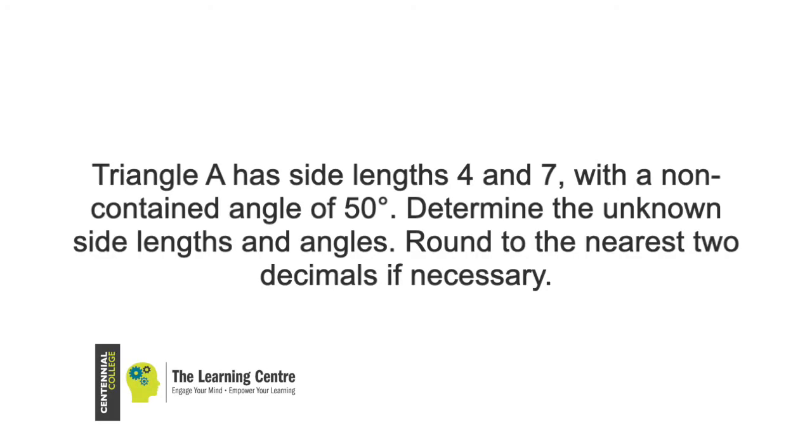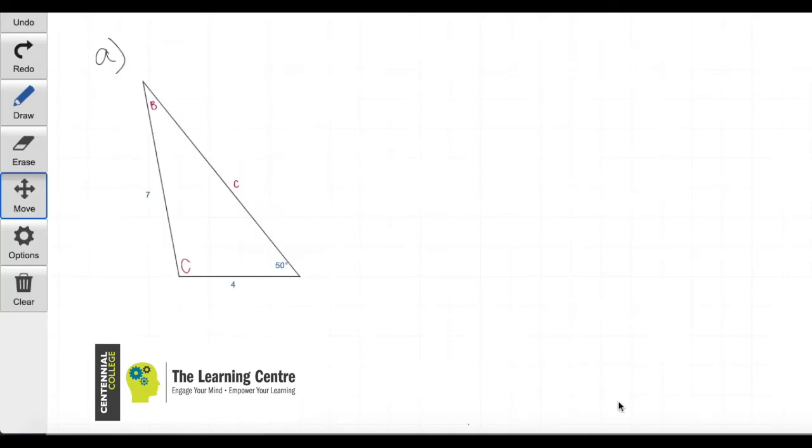Triangle A has side lengths 4 and 7 with a non-contained angle of 50 degrees. Determine the unknown side lengths and angles. Round to the nearest 2 decimals if necessary.